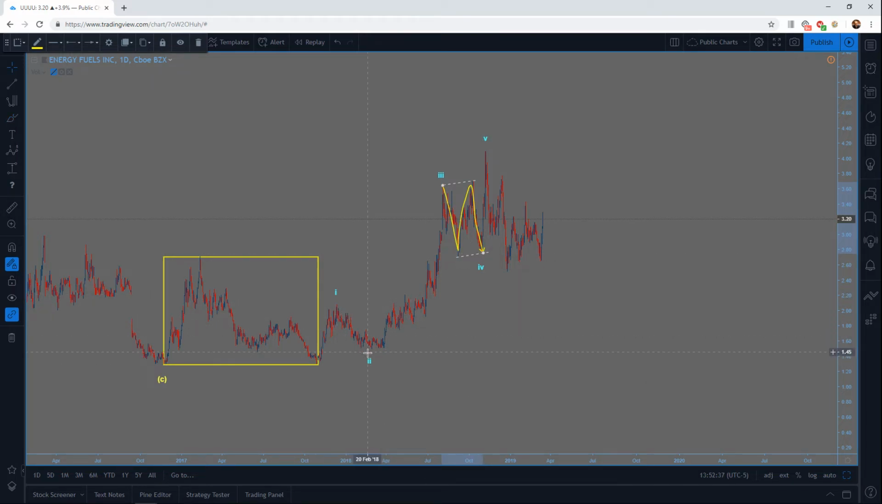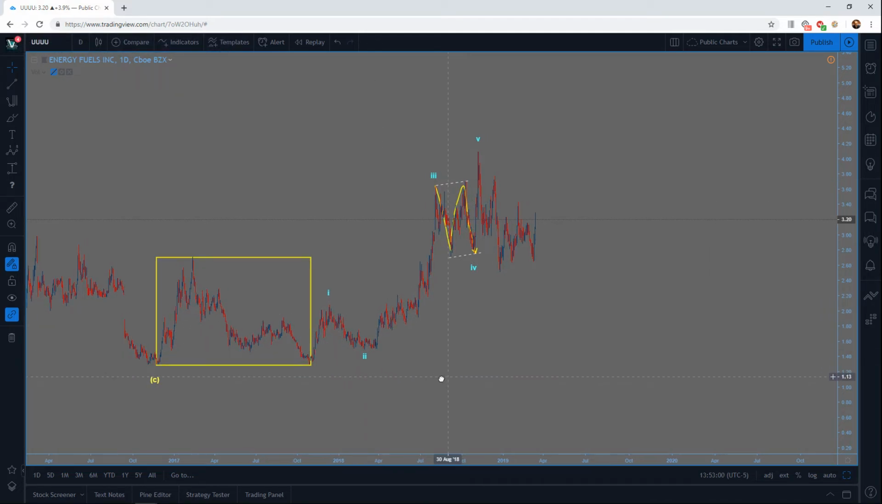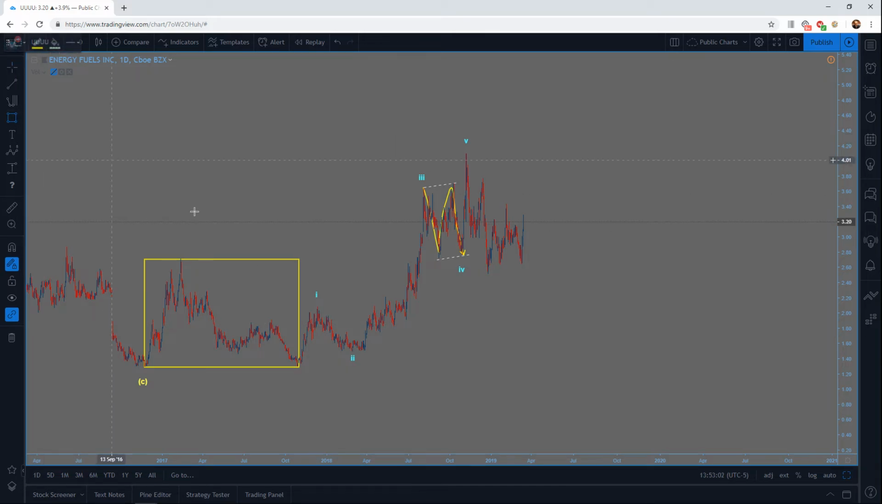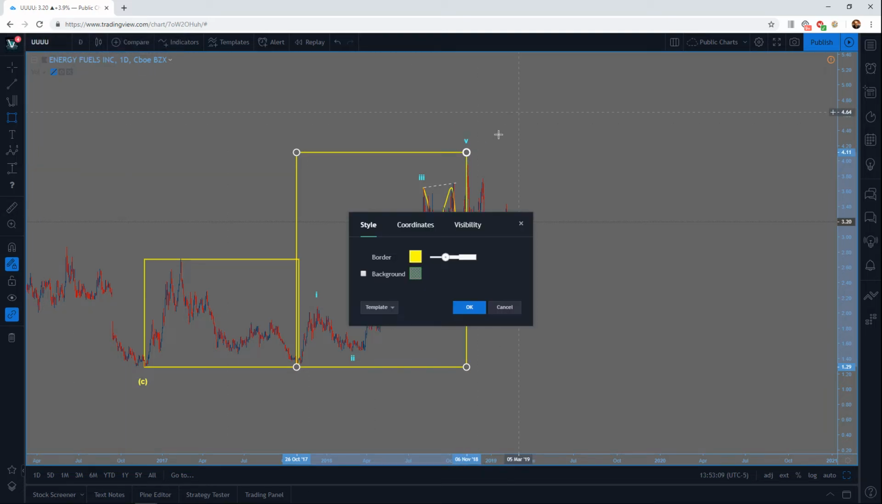I see some kind of ABC right in here. I see another flat right in here, of a smaller degree, obviously, than this one, so this must be a subwave of this move. But I previously told you, after an impulse, what do we see? We see a correction. So that is now what I'm waiting for.